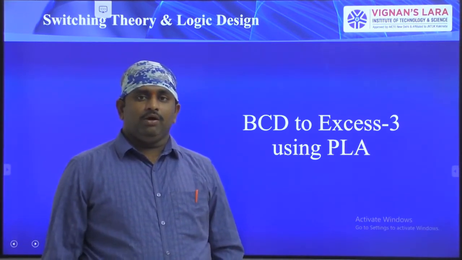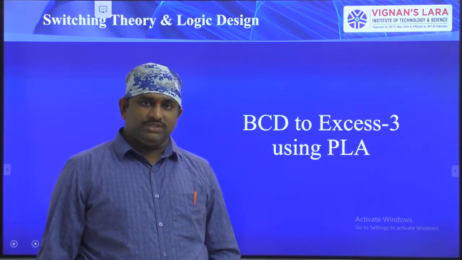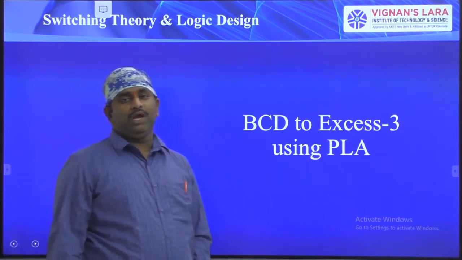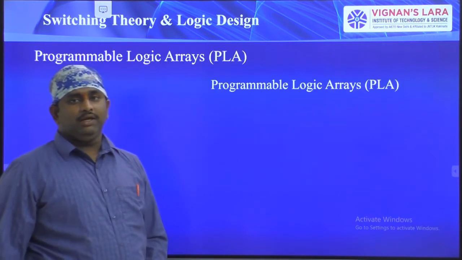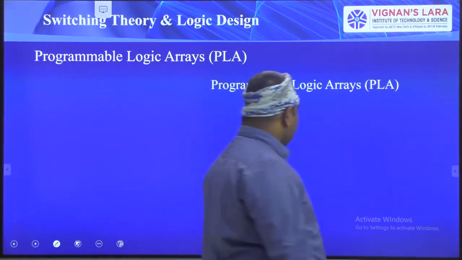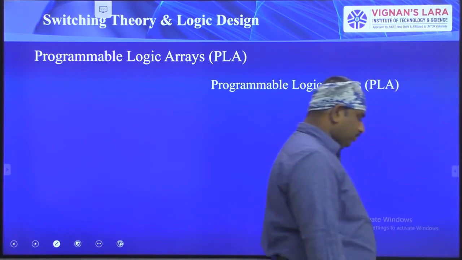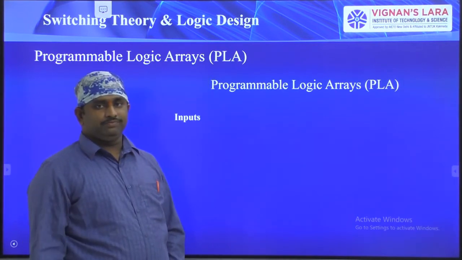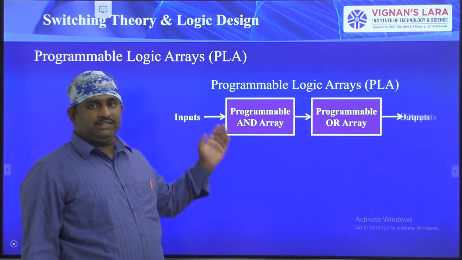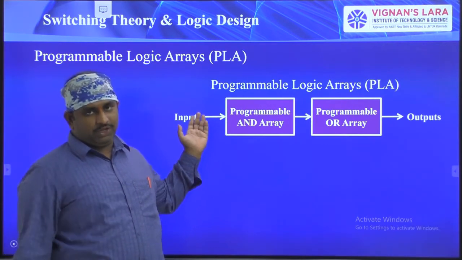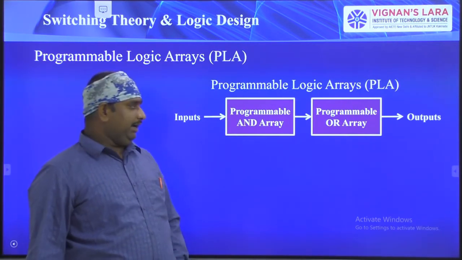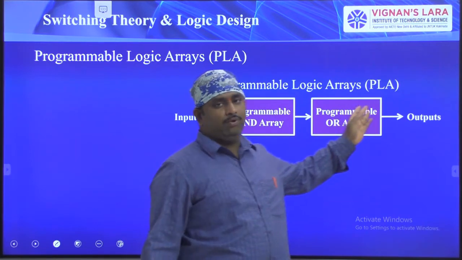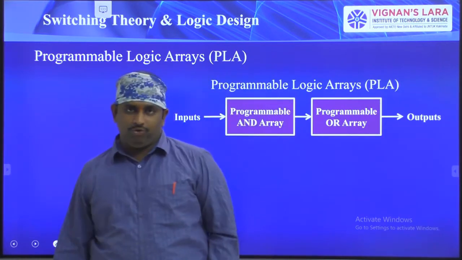Next, coming to the BCD to XS3 converter using a programmable logic array, that is PLA. First we have to see the programmable logic array structure, where we have to see the AND gates' behavior and the OR gates' behavior. The inputs of the function we give to the programmable AND array, and the outputs of this programmable AND array we connect to the programmable OR array, and the outputs of the OR gates we connect to the final outputs.